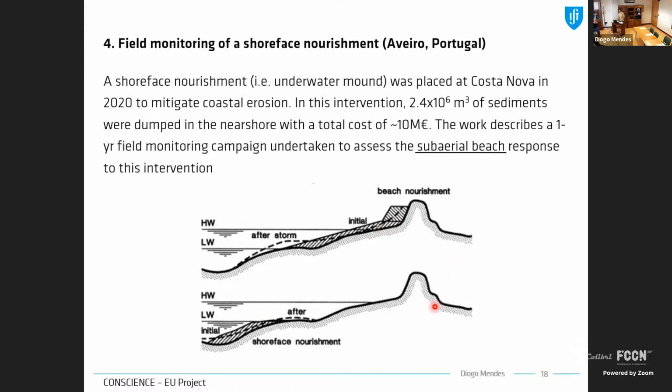The other solution is to put the same sand that we would put on the subaerial beach, but underwater. Of course, the construction costs associated with this intervention are much smaller than the previous one. This intervention, which is the largest one ever made until today in Portugal, dumped 2.5 million cubic meters of sand in the nearshore. The total cost of this intervention was about 10 million euros.